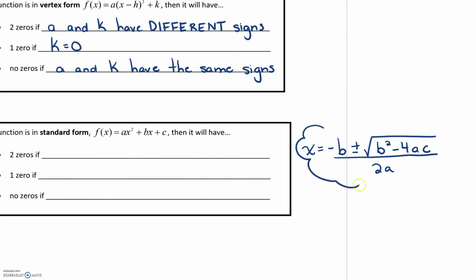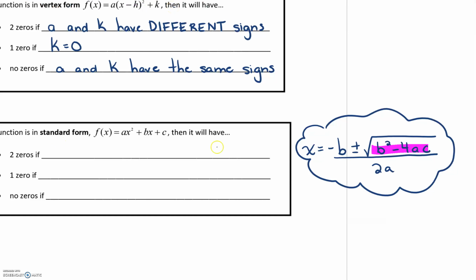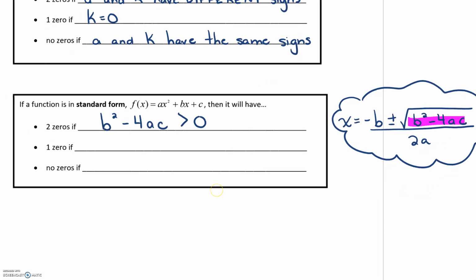Okay, so there's the quadratic formula, and you're only going to use what we call the discriminant, and that's the part inside the square root. You know that you have two zeros if your b squared minus 4ac is greater than 0. If you calculate just the inside, you don't have to do the whole quadratic formula. If that value is greater than 0, then there are two zeros.